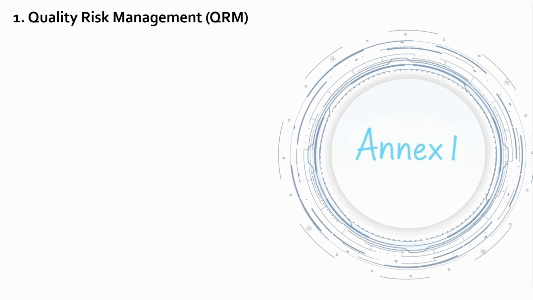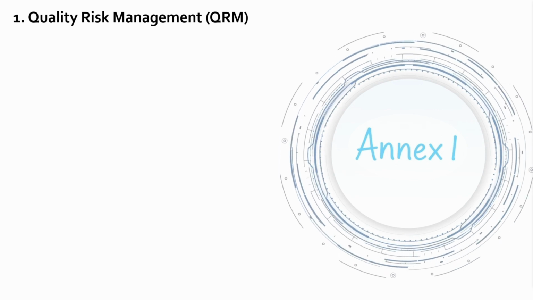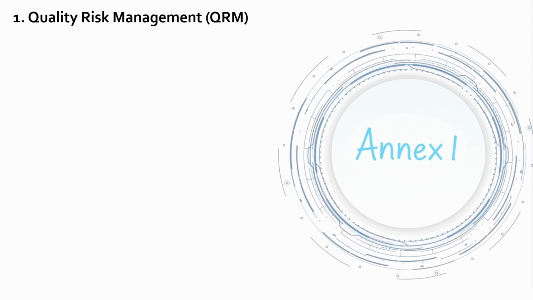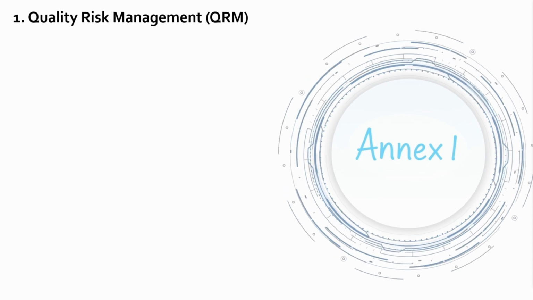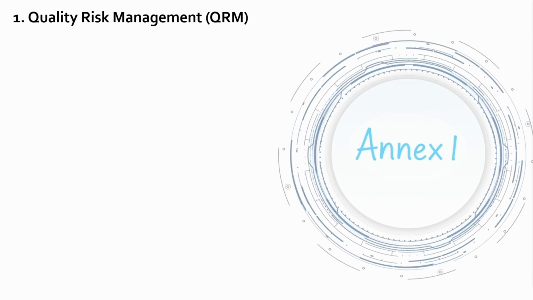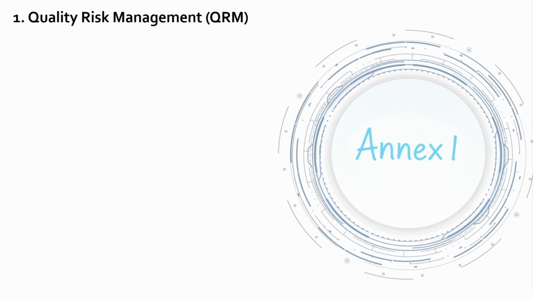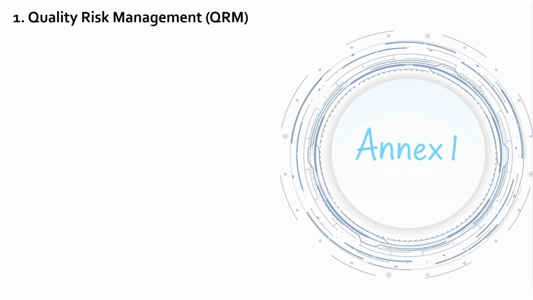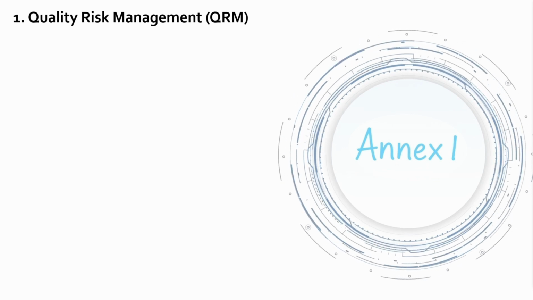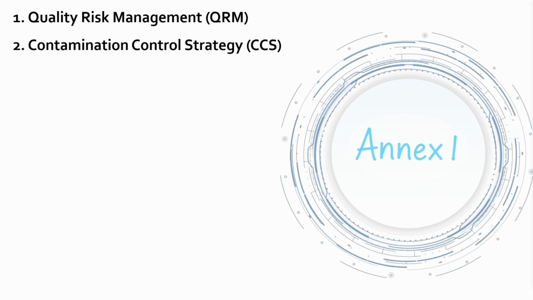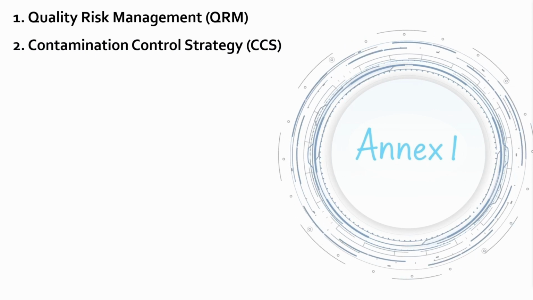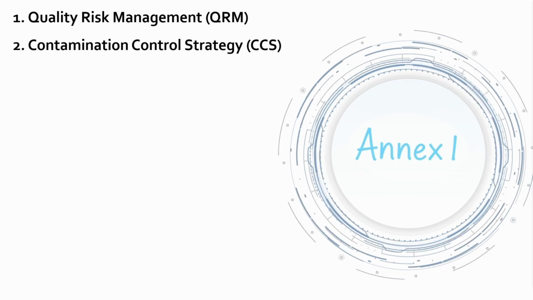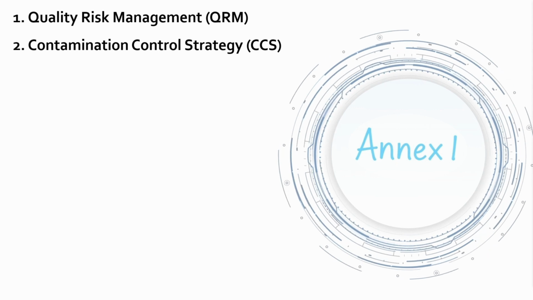QRM is a systematic approach to identifying, assessing, and controlling risks that could affect product quality and patient safety. By proactively identifying and mitigating potential risks, manufacturers can reduce the likelihood of contamination and other quality issues. This approach helps prioritize resources and efforts to maximize the effectiveness of contamination control. These arrangements are now required to be presented in an overarching document which describes all measures contributing to the control of contamination in a contamination control strategy.